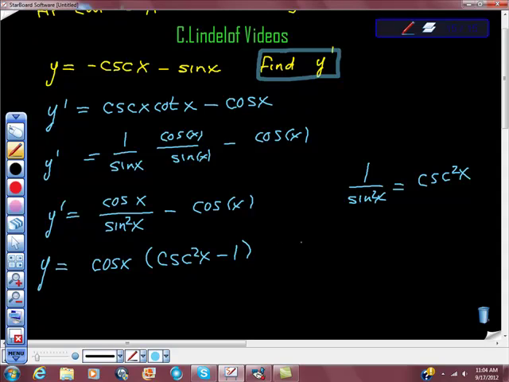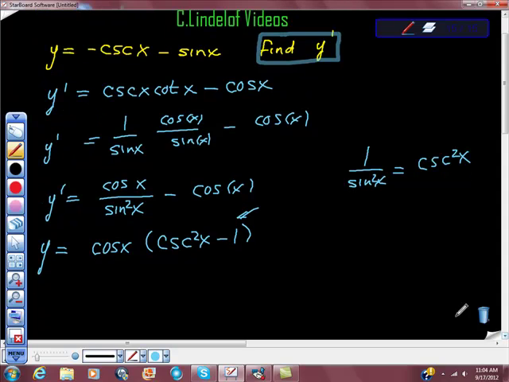And I bet that has an identity, doesn't it? So if we go to our Pythagorean identities, we find that this is an identifiable identity. Did I really just say that? So we get y prime is equal to cosine x times cosecant squared x minus 1, which is equal to cotan squared x. So there's our final answer. Look, that was a lot of hassle.